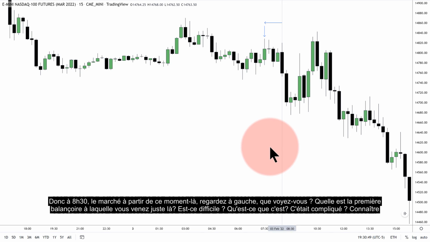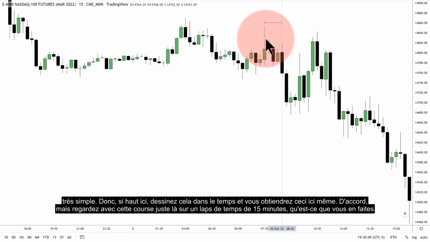So at 8:30, the market, from that point on here, look to the left. What do you see? What's the first swing high you come to? Right there. Is that hard? Was that complicated? No, very simple. So this high here, draw that out in time, and you'll get this right here. Okay? But watch.